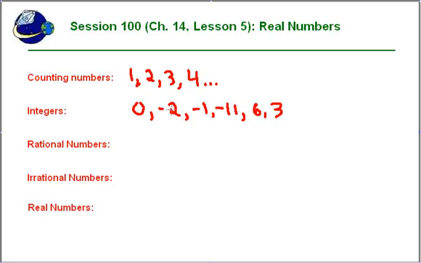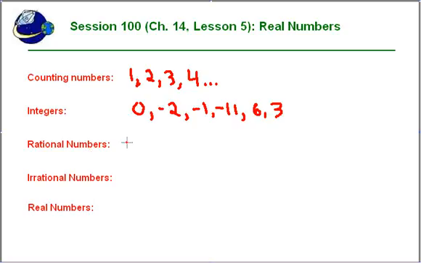Rational numbers, and I'm not going to give you a lot of examples here, but remember, rational numbers are numbers that can be rewritten as the quotient of 2 integers. Irrational numbers are numbers that cannot be written as the quotient of 2 integers. So all the counting numbers are also included in the integers, but the integers contain more than just counting numbers. All the integers are contained within rational numbers. However, the rational numbers is greater than our integers.